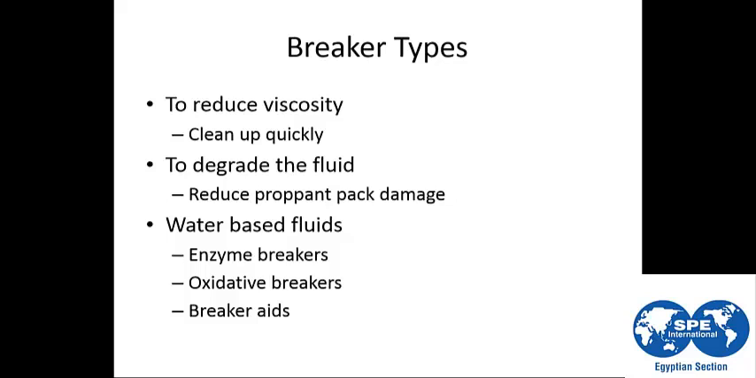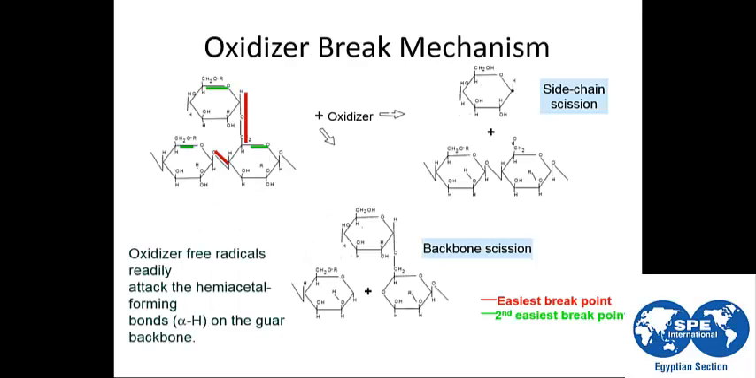as we explained previously, that enzymes can break the bond between, or the chain of, the gelling agents. Also, there are breaker aids. Oxidizers are used to break this derivative that we discussed yesterday during the explanation of frac fluid or gelling agent types.